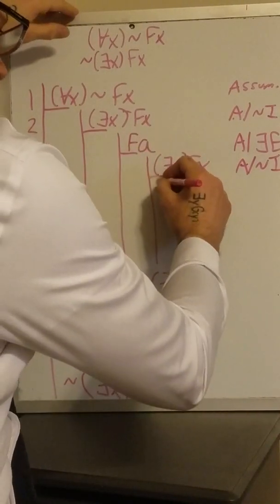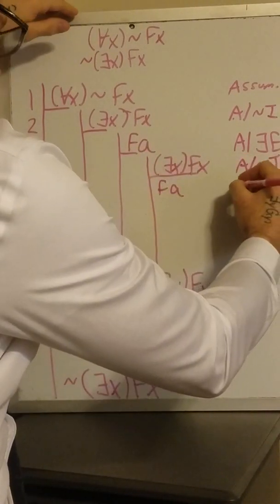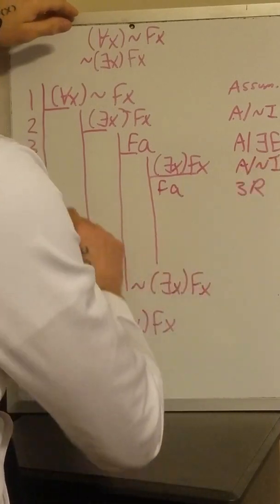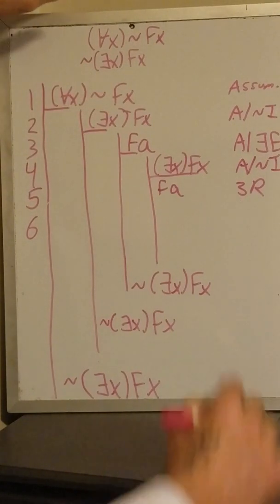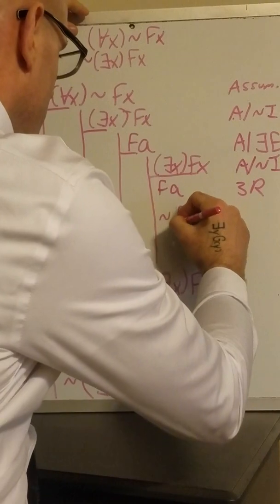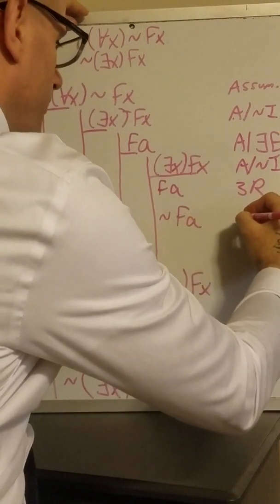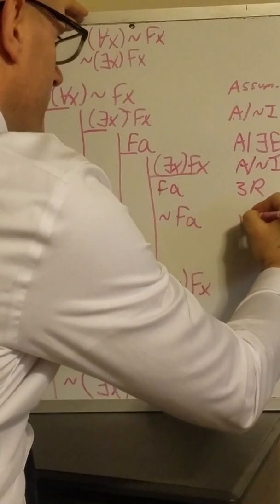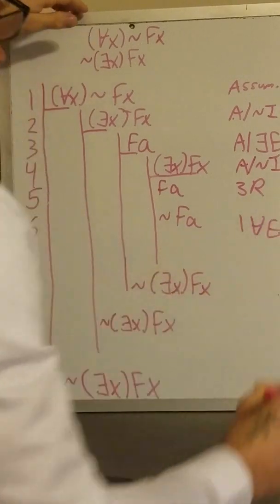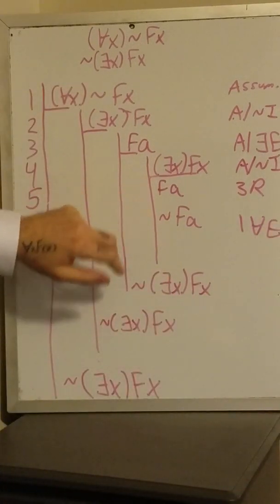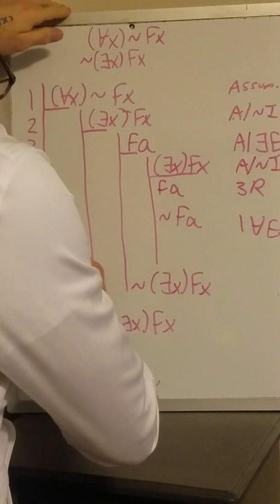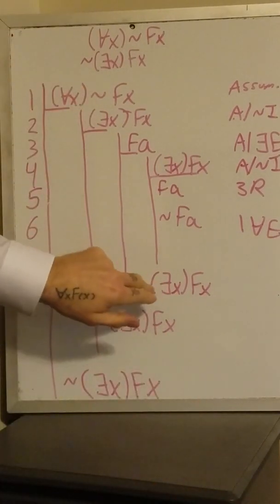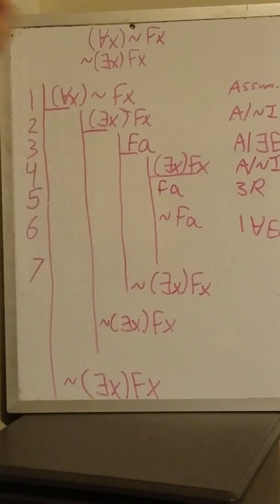So we're just going to reiterate FA into here, okay? And then line 6 will be universal elimination on line 1 finally. Okay. All right. So we have our contradiction here. We can go ahead and close out this subderivation. And we have line 7 by negation introduction, lines 4 through 6.